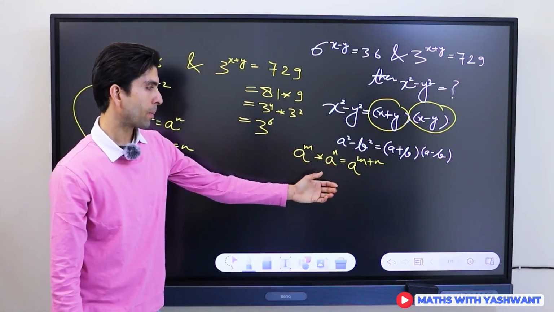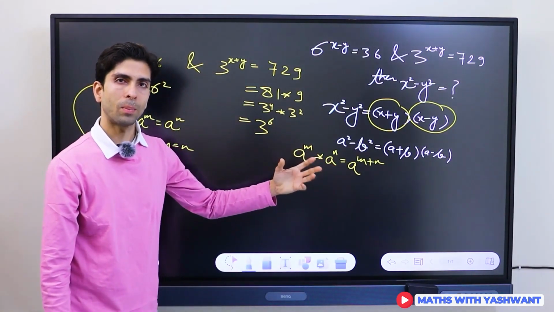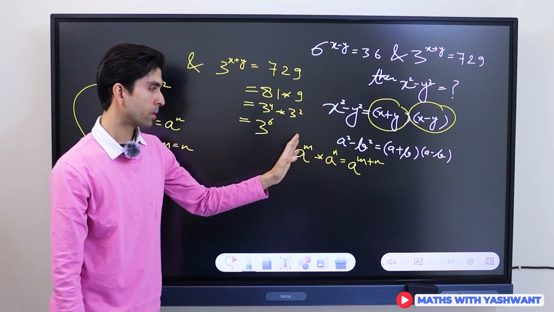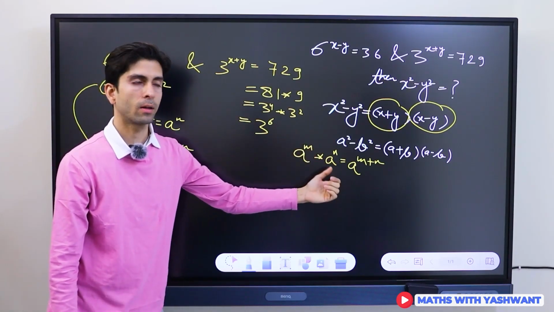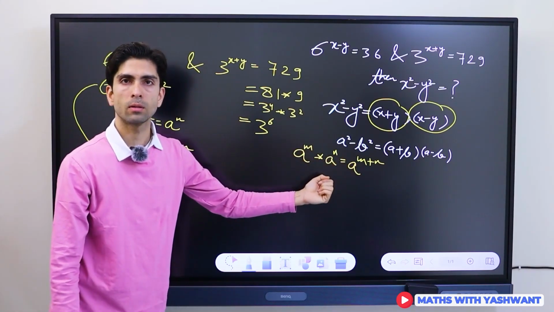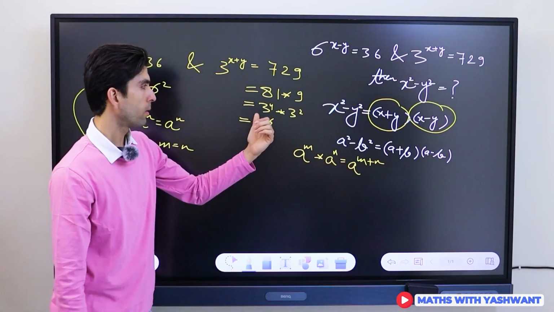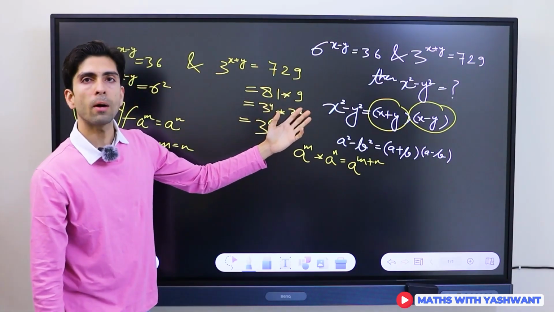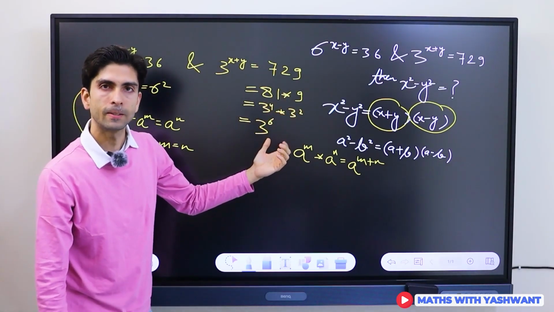When numbers are getting multiplied with same bases, I repeat, when we have same bases and the numbers are getting multiplied, then we can add the exponents. Okay, so following this law, this 3 to the power 4 into 3 to the power 2 can be written as 3 to the power 6.